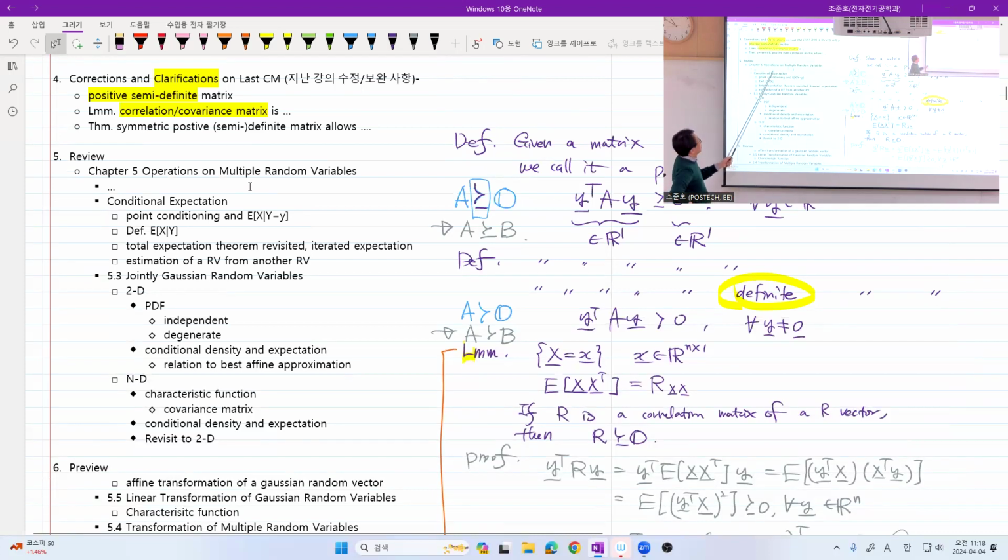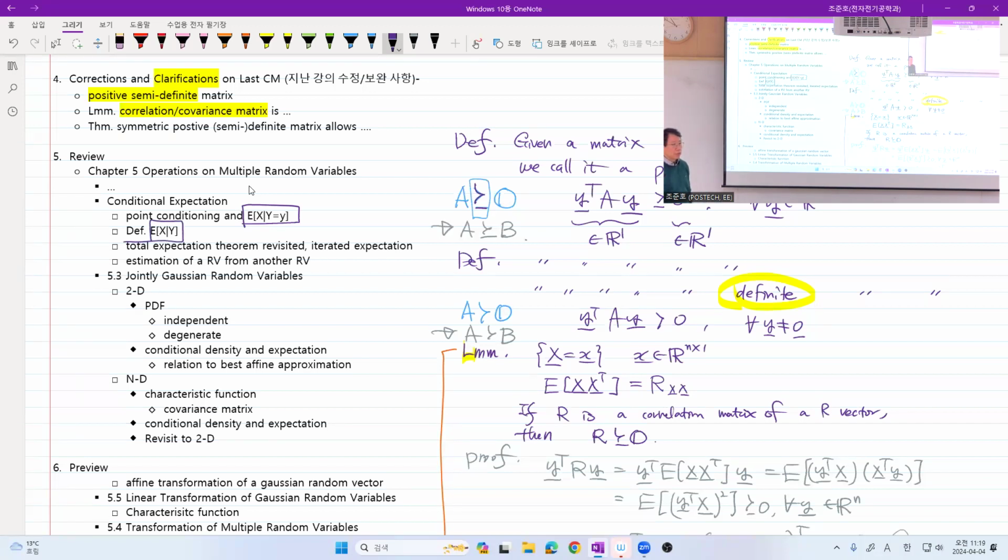Okay, so let me have a quick review. Last time we covered some parts of chapter 5, especially related to the expectations. Even though we didn't have this part in the textbook of the undergraduate part, I emphasize the importance of that one, especially after introducing this conditional expectation with point conditioning.